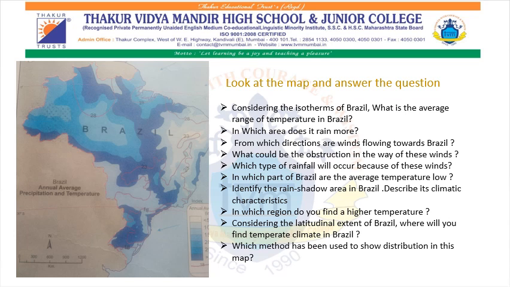Identify the rain shadow area in Brazil and describe its climatic characteristics. The rain shadow region is found in the northeast of the Brazilian highland in Brazil. It receives 0 to 500 millimeters of average annual rainfall. The average temperature in this region is between 23 degrees Celsius to 28 degrees Celsius.